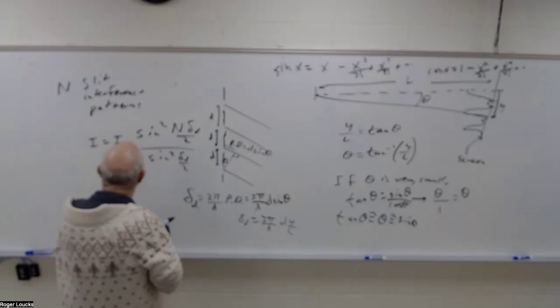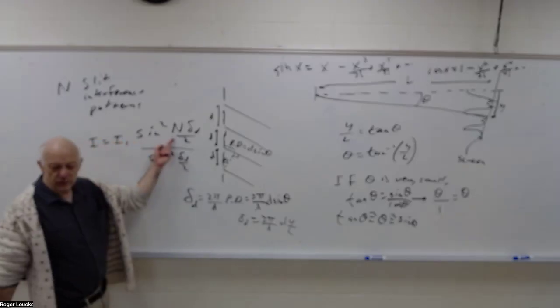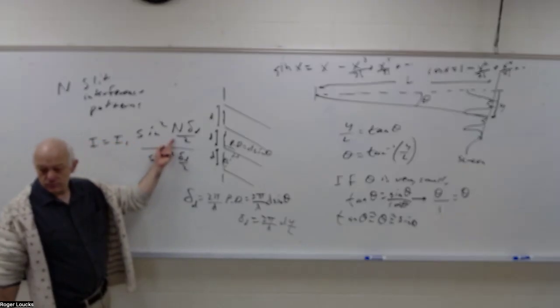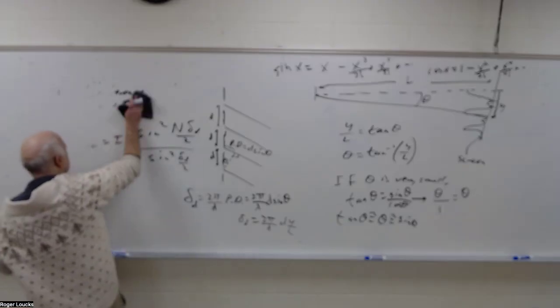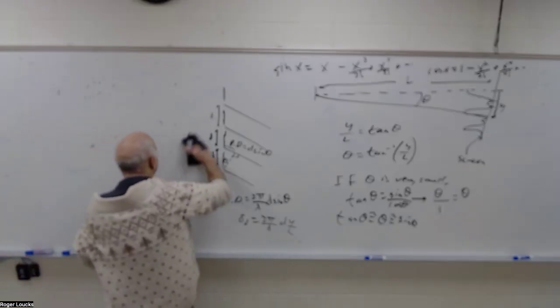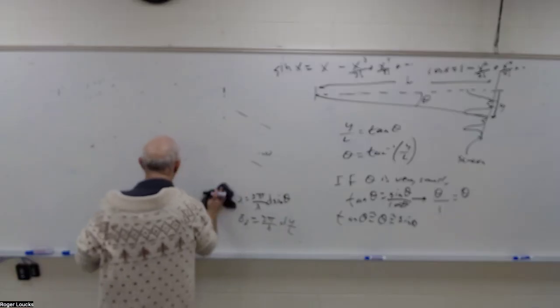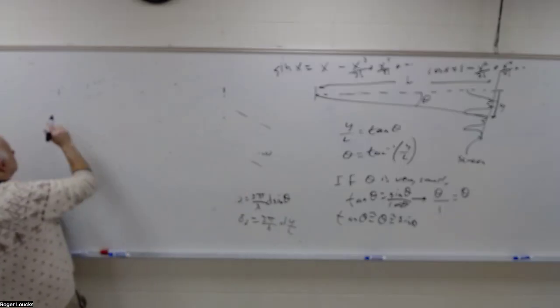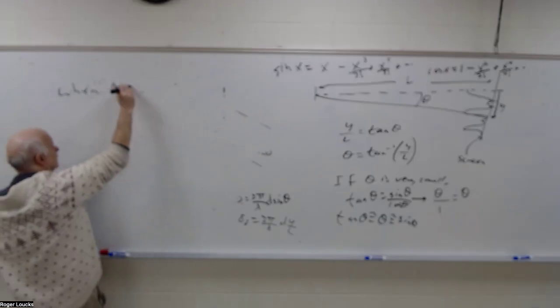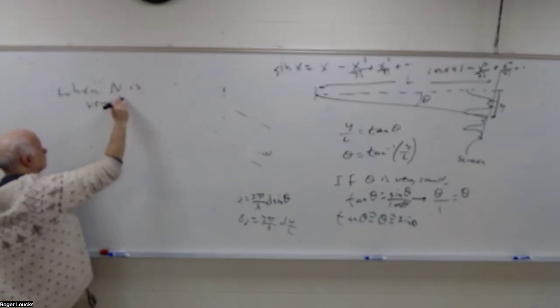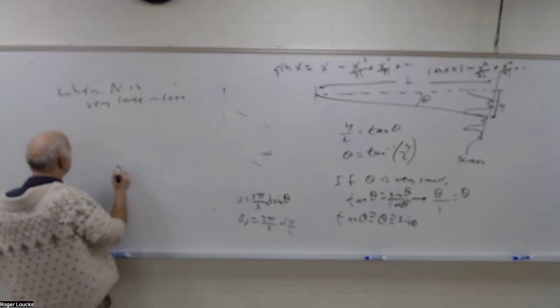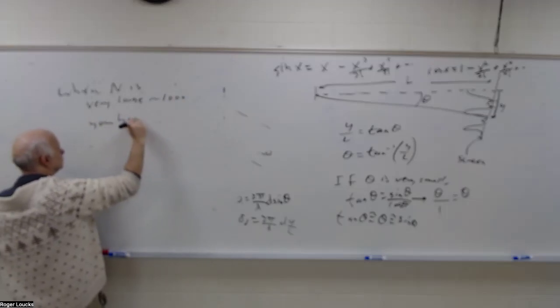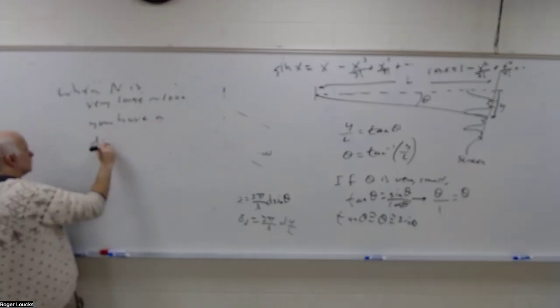Okay. And what did we say happens when this n becomes really, really large, like 1,000? What device do you have then? A diffraction grating. And so if you look at a diffraction grating, just since we haven't done all of this, when n is very large, under 1,000, you have a diffraction grating.